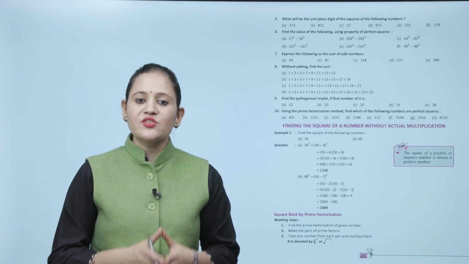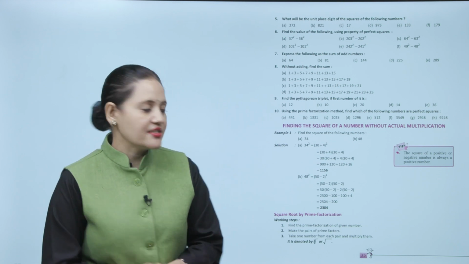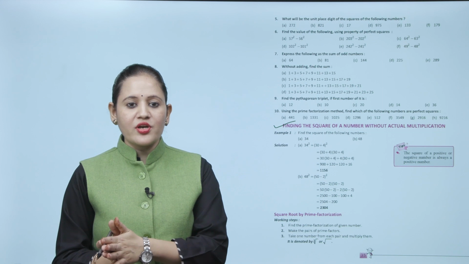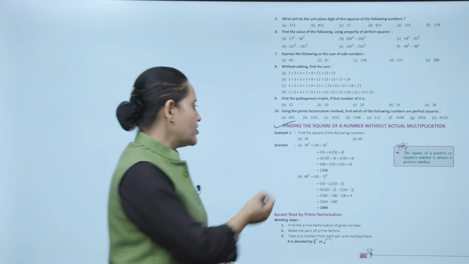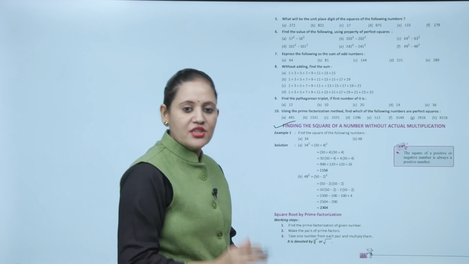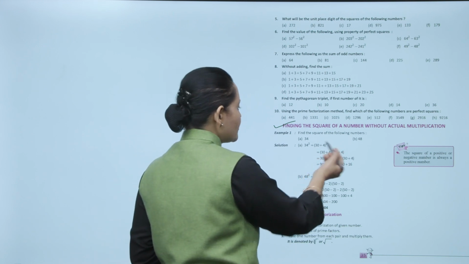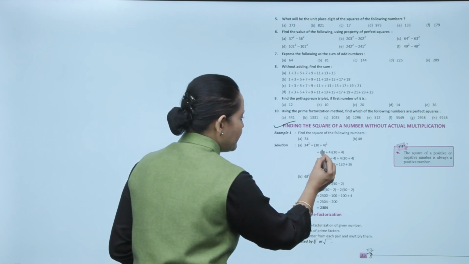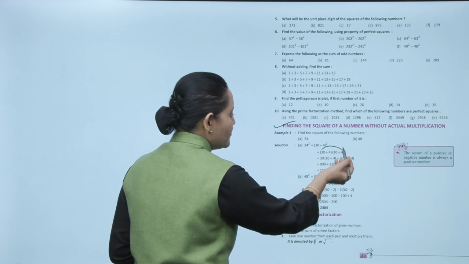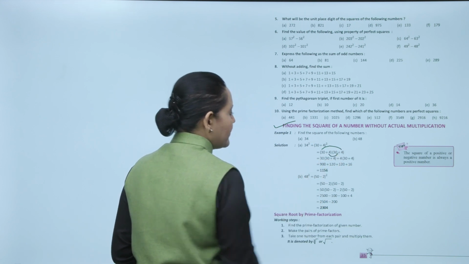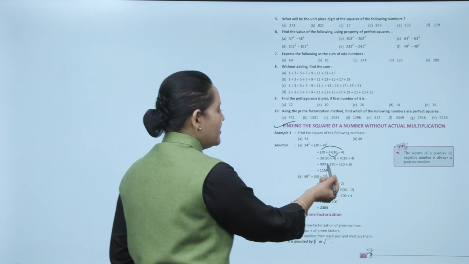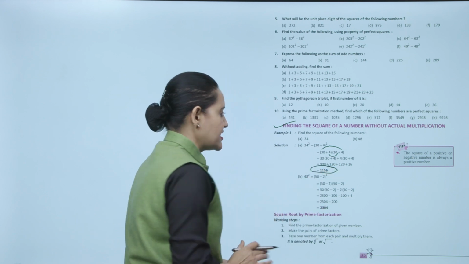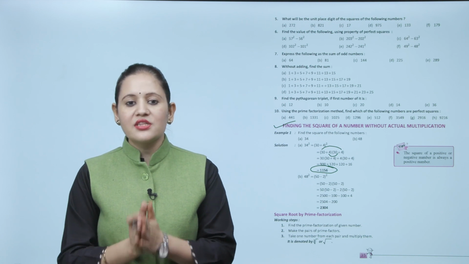Next topic is finding the square of a number without actual multiplication. Find the square of the following numbers. First is 34. So the square of 34, that is 34 equals 30 plus 4. We will write the square of 30 plus 4, meaning 30 plus 4 two times. Now 30 is multiplied by 30 plus 4 and again 4 is multiplied by 30 plus 4. So 900 plus 120 plus 120 plus 16, that is 1156. That is the square value of 34.